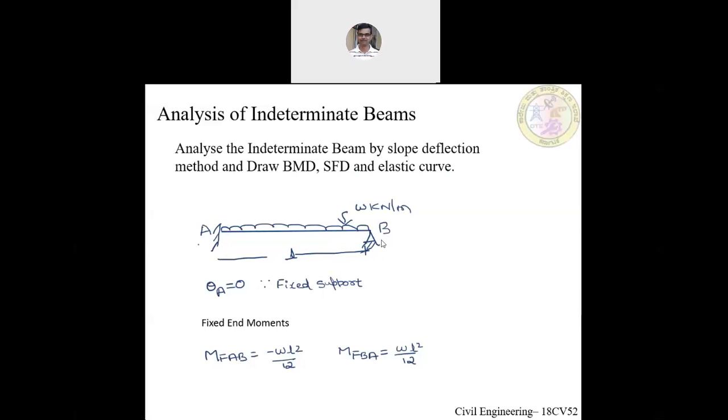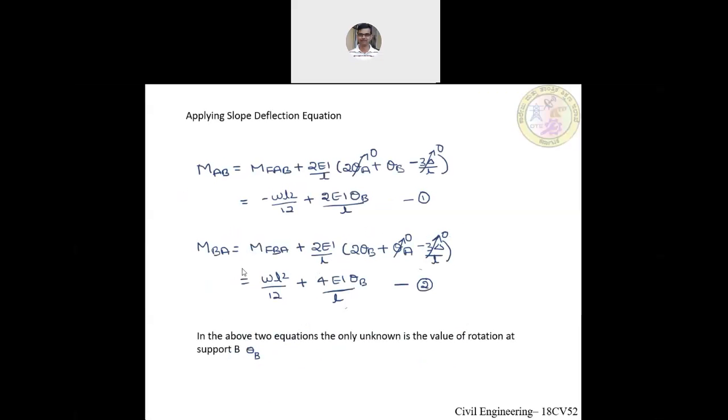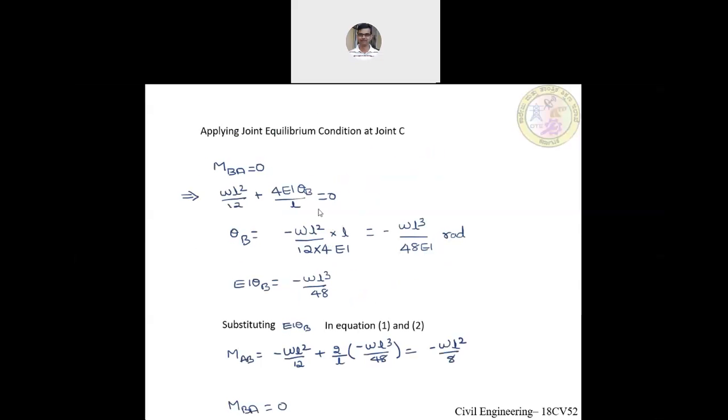Now I will make use of this joint equilibrium condition, and I will say moment at B, which is MBA, is equal to 0. And from equation 2, we have an equation for MBA, which is WL square by 12 plus 4EI theta B by L. I will equate it to 0. Once I equate it to 0, I have only one unknown in this equation.